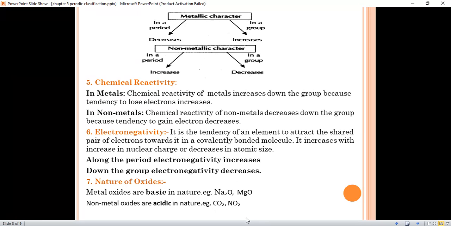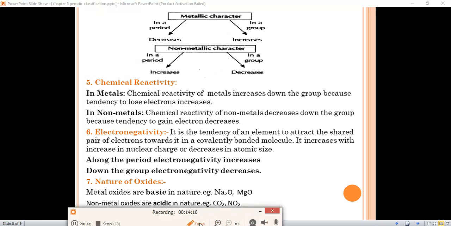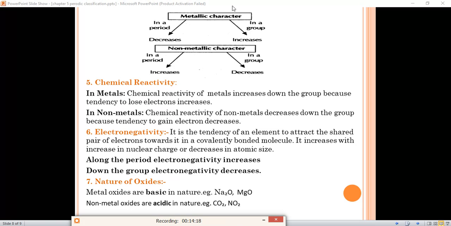You can see this through this flow chart also. Metallic character in a period decreases, in a group it increases, and non-metallic character in a period increases, in a group decreases, just opposite to each other.